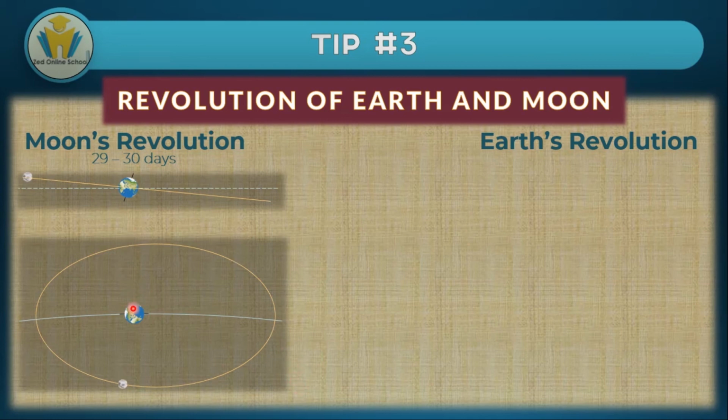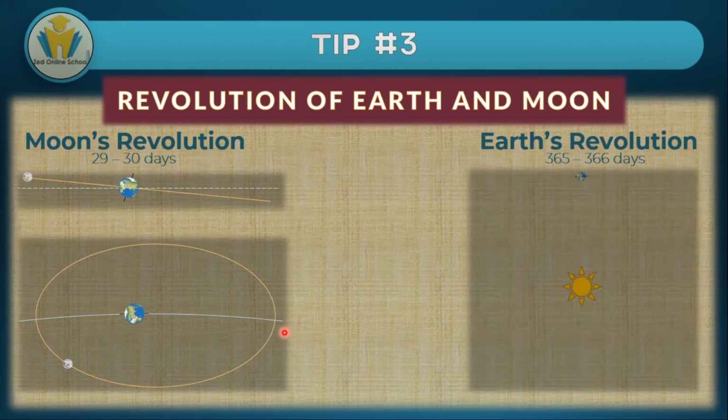The Earth is not exactly at the center, it's off center. On the other hand, we've got the Earth's revolution. The Earth revolves around the sun for a period of like 365 to 366 days, which is just 1 year if you think about it. We've got the sun and the Earth, and it's orbiting around the sun just like that.